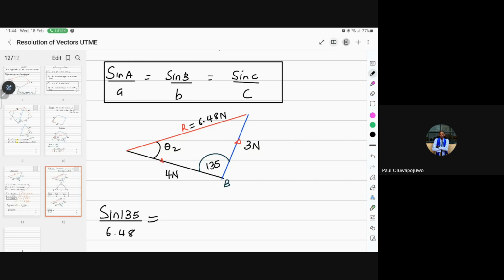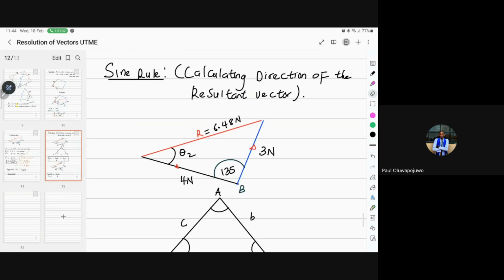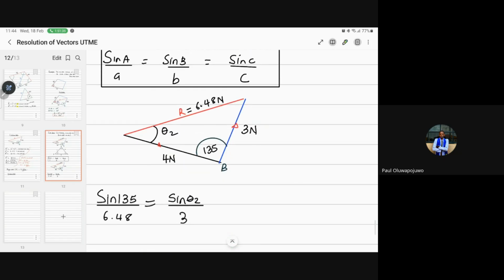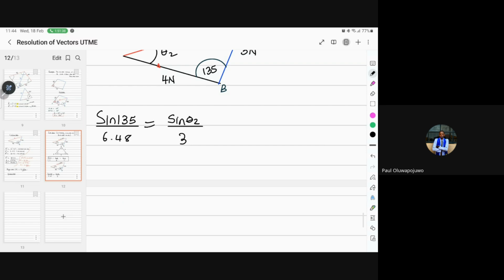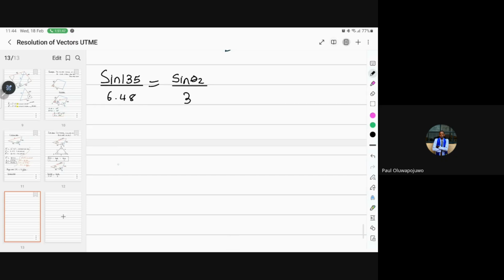So I'm going to have sine theta 2 all over 3. It's okay, I can just use that too, because you cannot use three of them at the same time, just two to compare them. With that, I can find the angle between them when they are acting at 40 degrees. So that means I have 3 sine 135 is equal to 6.48 sine theta 2.